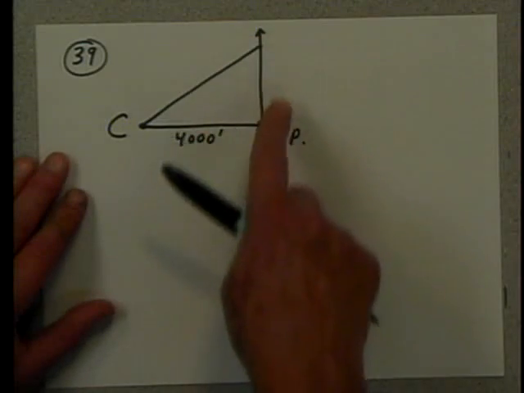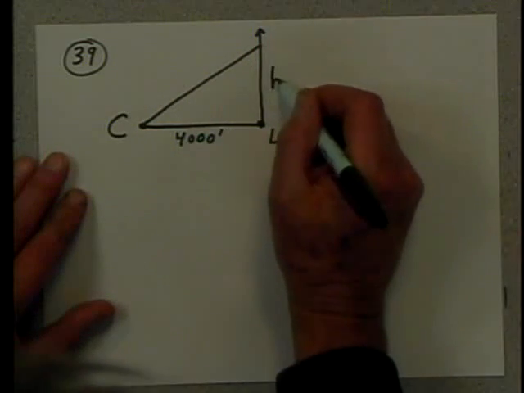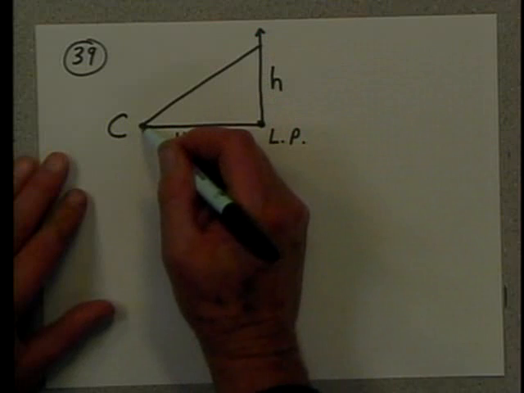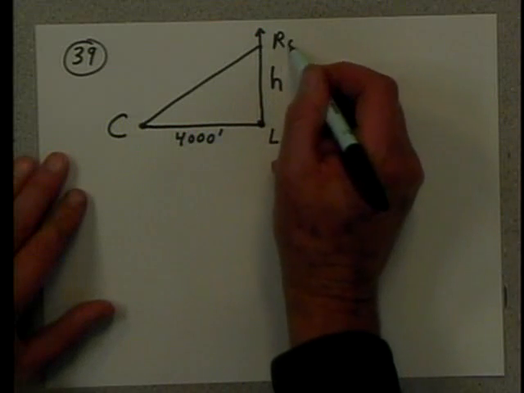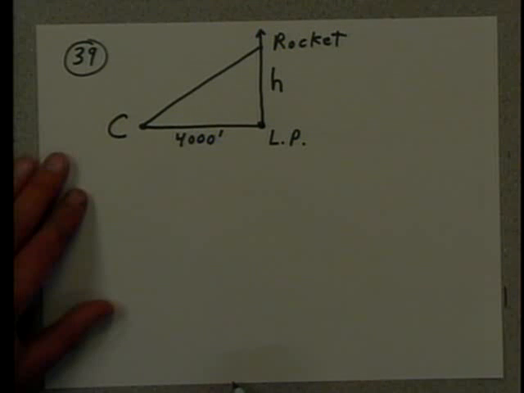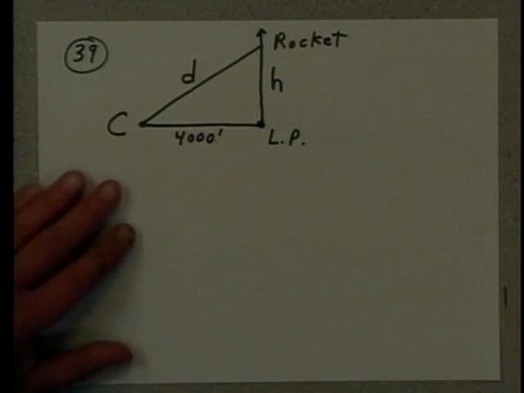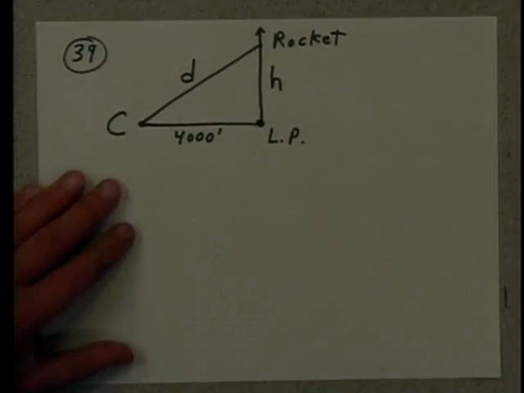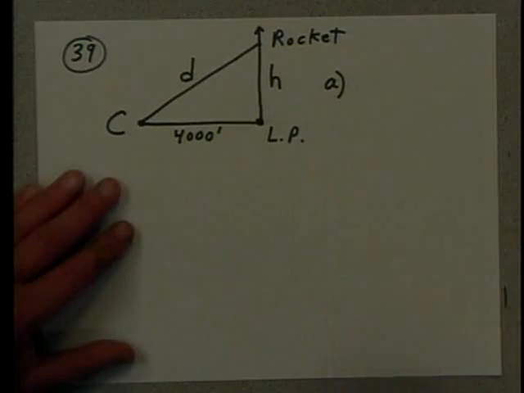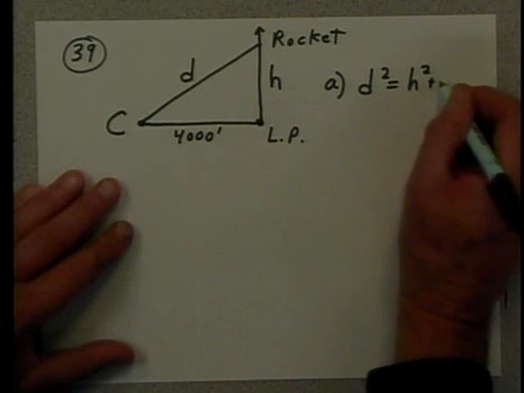Okay, is the height of the rocket changing? He's going up this way. You have a letter for me? H. Okay, is the distance between the camera and the rocket up here changing? Yeah, it's getting longer and longer, isn't it? You have a letter for that. D? Okay. Now give me an equation that relates D and H together for part A. D squared equals H squared plus 4,000 squared. Very good.